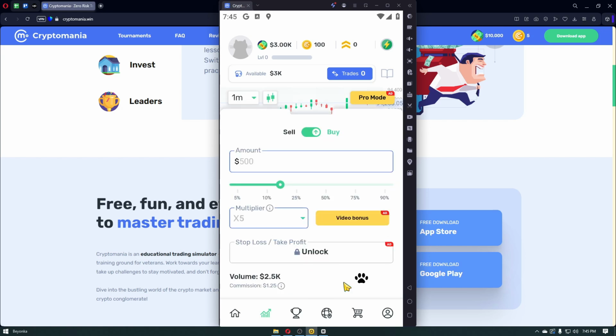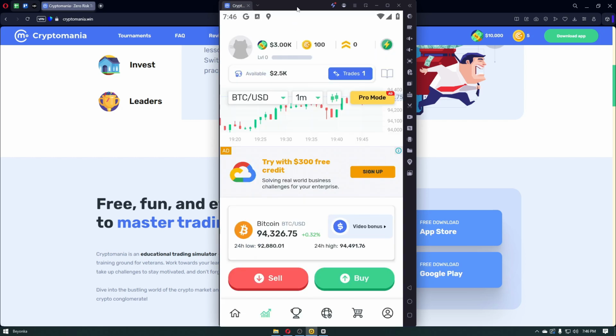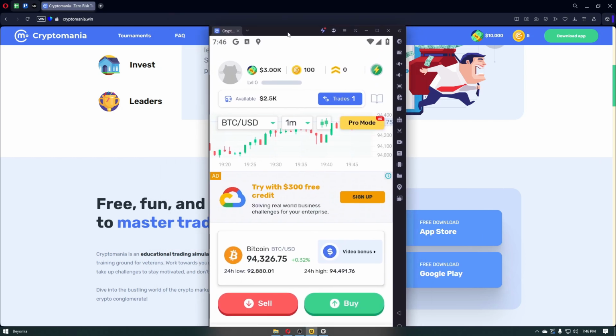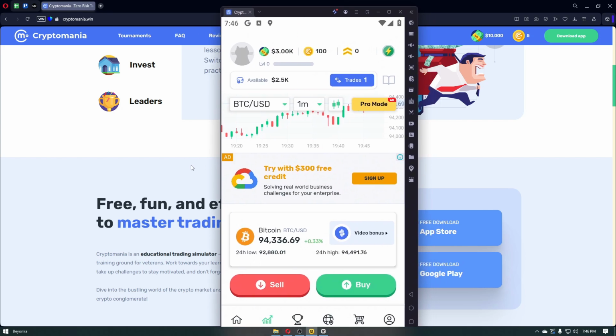So if I click on the buy option, you can see that I've traded money on the trading simulator or the trading platform. Now I'm using an Android emulator right here to demonstrate the application itself. Now you can only use Cryptomania on your mobile devices.